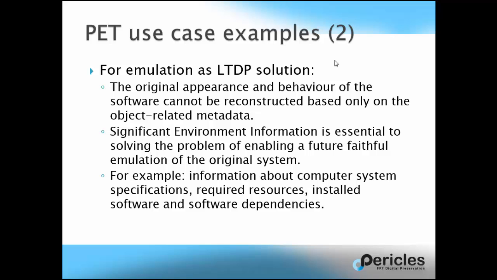The second example shows the usefulness of the PET for enabling emulation as a long-term digital preservation solution. The original appearance and behavior of the software cannot be accurately reconstructed based only on the object-related metadata. The determination, extraction, and preservation of significant environment information is essential to solving the problem of enabling a faithful emulation of the original system. For example, information about the computer system specifications, required resources, installed software, and software dependencies.